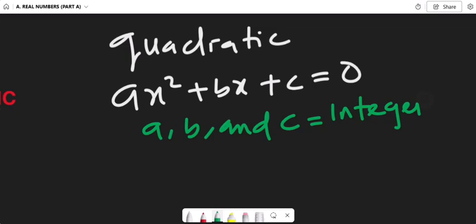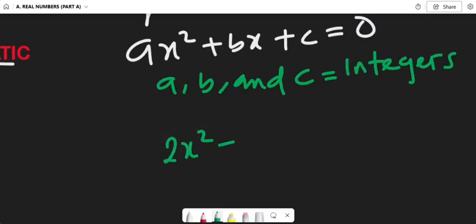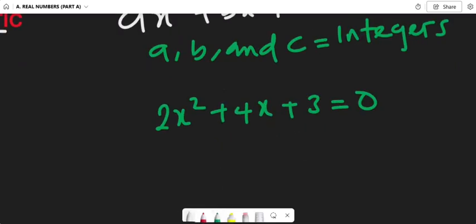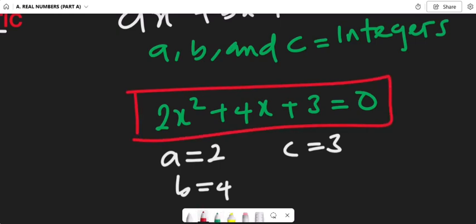Okay, let's give a quick example of this. For example, let's assume I have 2x squared plus 4x plus 3 equals 0. In this case, the value of my a here is 2, the value of my b is 4, and the value of my c is 3. So anytime we have this general format, we refer to it as a quadratic equation.